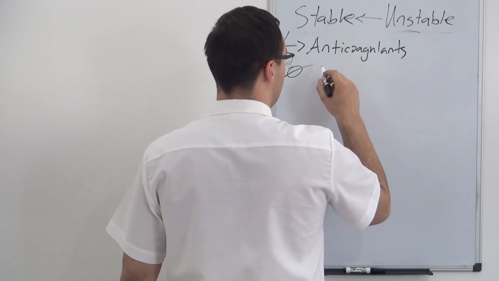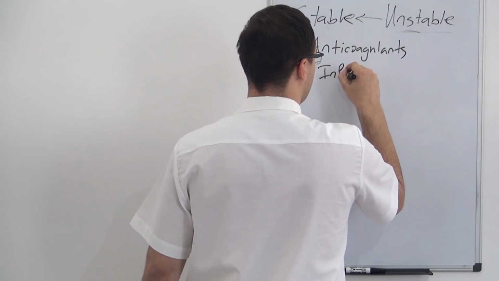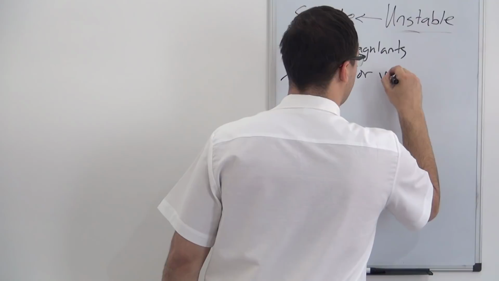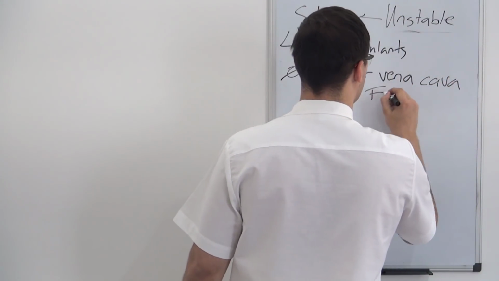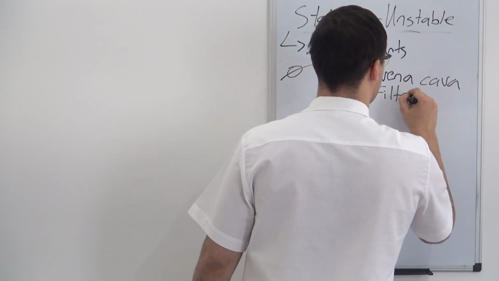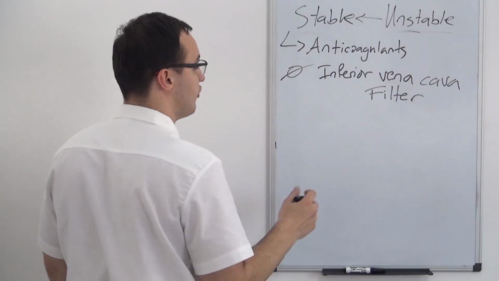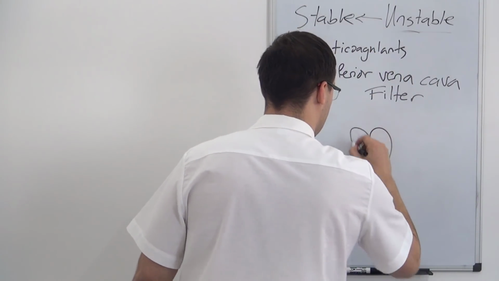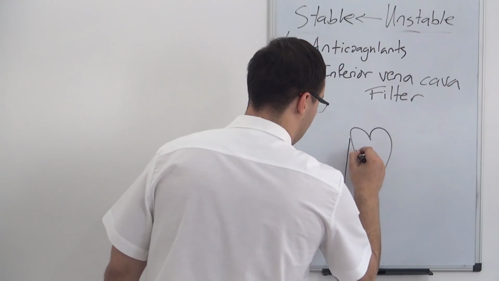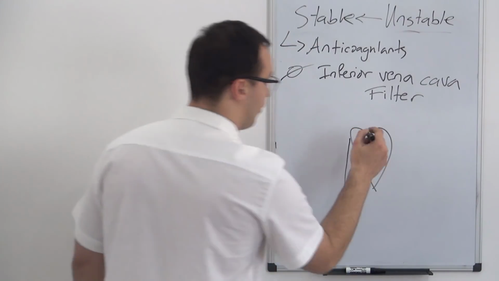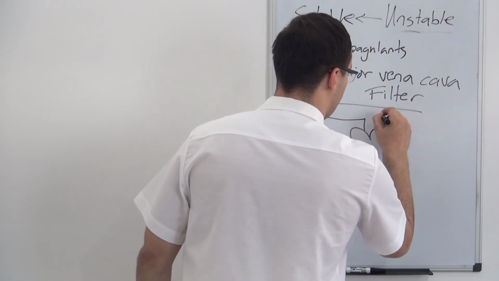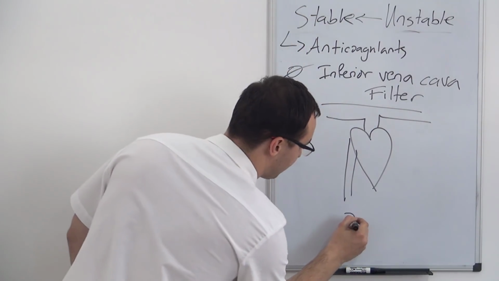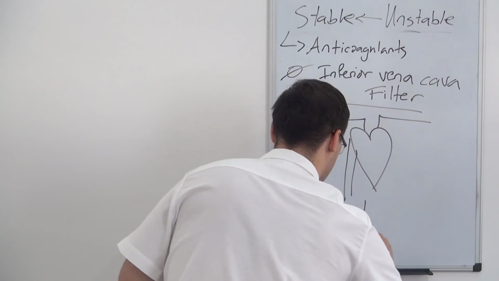Then we need to give an inferior vena cava filter. Inferior vena cava filter. And here we have a heart. Again, here we have the inferior vena cava vein that is coming to the heart. And here we have the pulmonary artery. So here is a thrombus in your lower leg. So here is your lower leg.